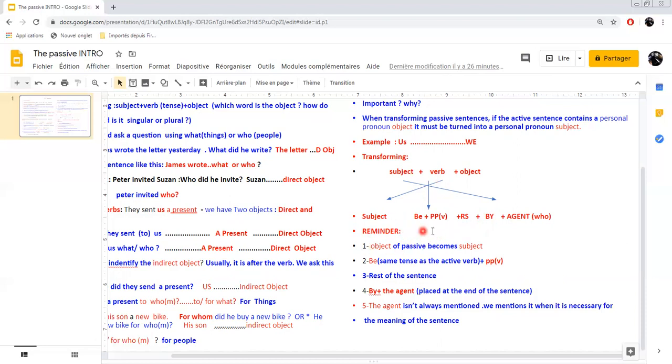So to remind you, of course, this is what I said. The object of the passive becomes the subject. To be must be put in the same tense as the active verb, plus the past participle of the active verb. Then you've got the rest of the sentence. Then your agent here is preceded by and placed at the end of the sentence. And of course, the agent is not always mentioned. We mention it when it is necessary for the meaning of the sentence.